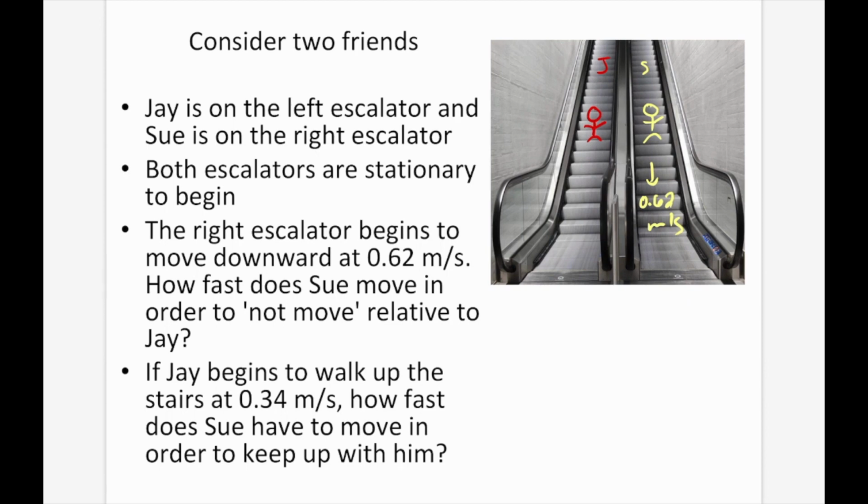Well, if she's moving down at 0.62 and Jay is stationary, she needs to start walking up the escalator at 0.62 meters per second. When she does, then she's going to have a net velocity of 0 at that point. So relative to Jay, her velocity is going to be 0 when she starts walking up the escalator at 0.62 meters per second.